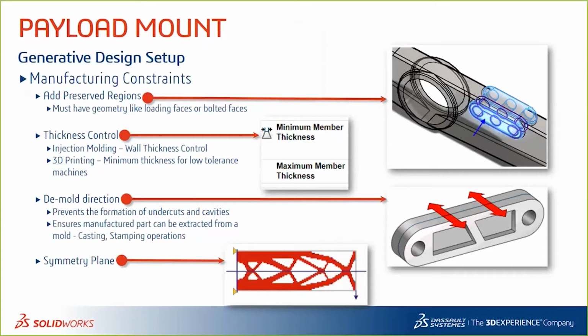You can also control thickness. So, for example, if your component has to have a minimum thickness or a maximum thickness, you can add that as a control. You can add demold directions if this part is going to be stamped or injection molded. And last but not least, if you have a symmetric component, you can remove half the component and simply run the analysis on one half. This is a time-saving technique that gives you results quickly, and it mirrors the results over to give you the maximum material removal.